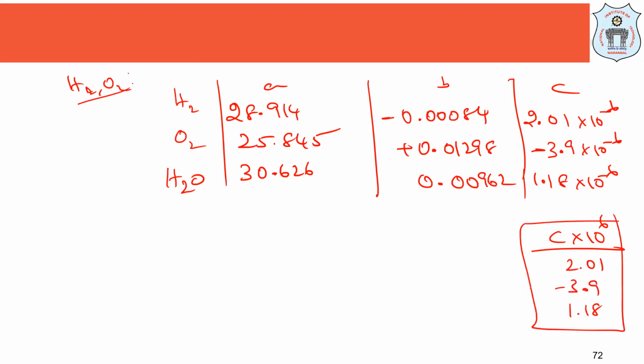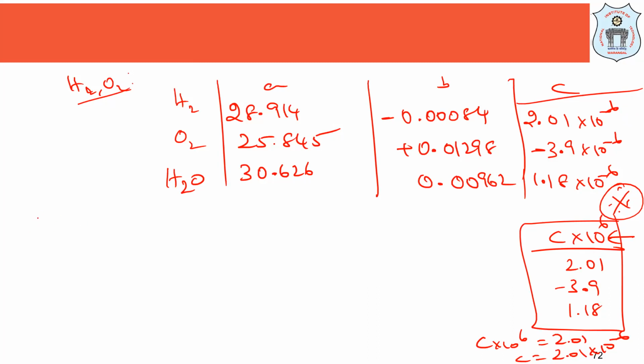Okay, so what does it mean? C into 10 power 6 is equal to 2.01. Therefore, C is equal to 2.01 into 10 power minus 6. Simple thing. I'm just reiterating because in the exam we should not forget that when the table is given in this fashion, it is to write it shortly.